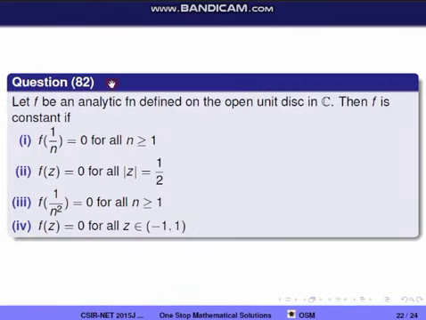Next question, question 82. Let f be an analytic function defined on an open unit disk in C, then f is constant if. So they are given an analytic function f, then we have to check in which of the following options f is constant. We're looking at the concept used.